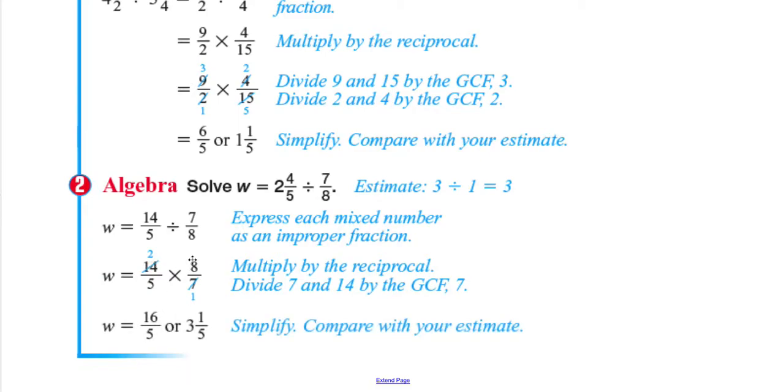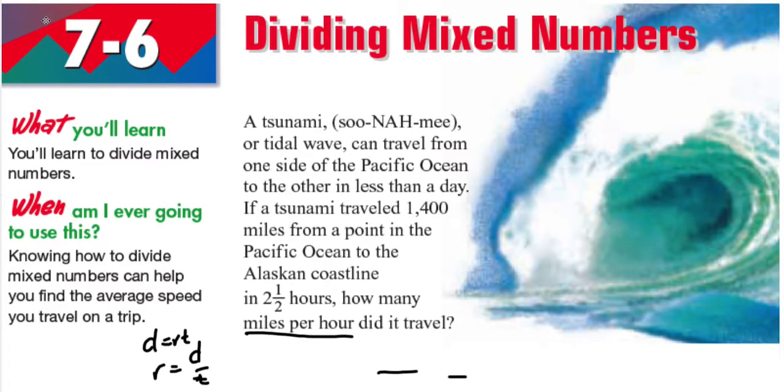Simply 2 times 8 gives you 16, and 5 times 1 gives you 5. So 16 over 5, or 3 and 1/5. If you notice, 3 and 1/5 is close to our estimate, and we are correct in our answer. And that's the end of our lesson.